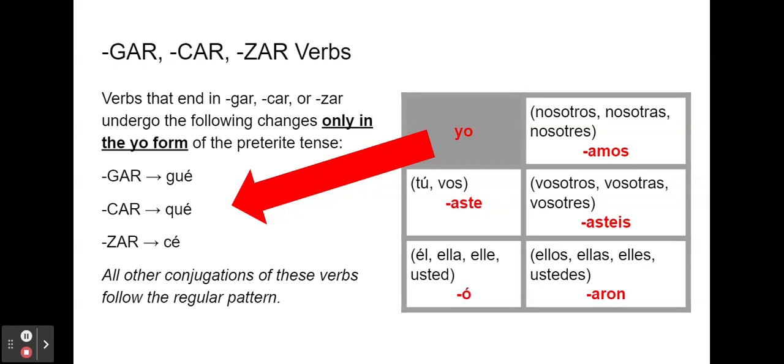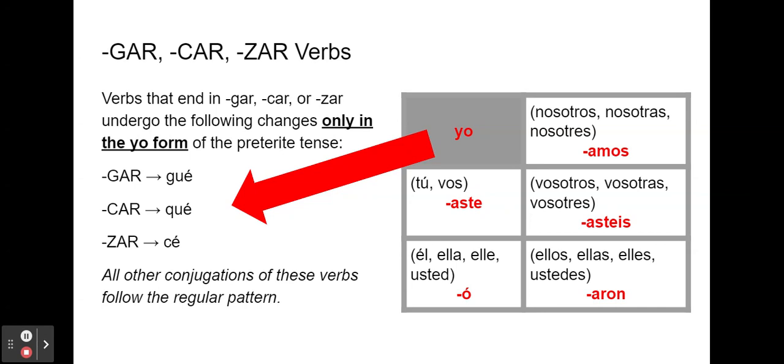This video is to go over GAR, CAR, ZAR verbs, and GAR, CAR, ZAR verbs are one of the irregular types of verbs in the preterite tense in Spanish. So I'm going to explain all of this. If you need some more direction on preterite, I have a video about regular preterite tense that may be helpful.